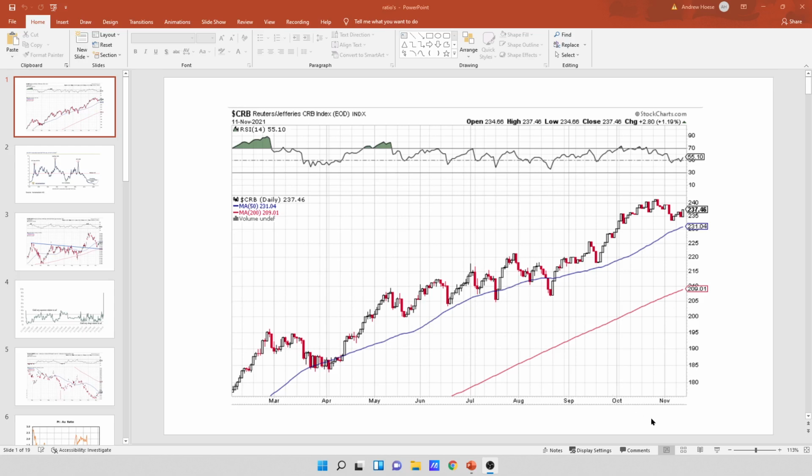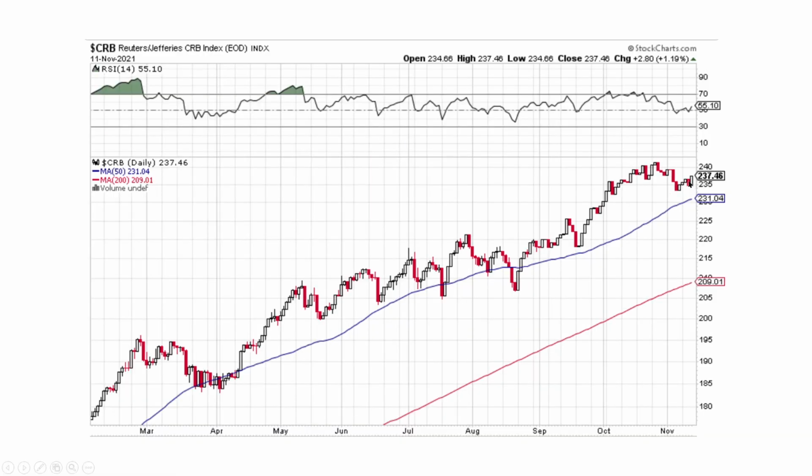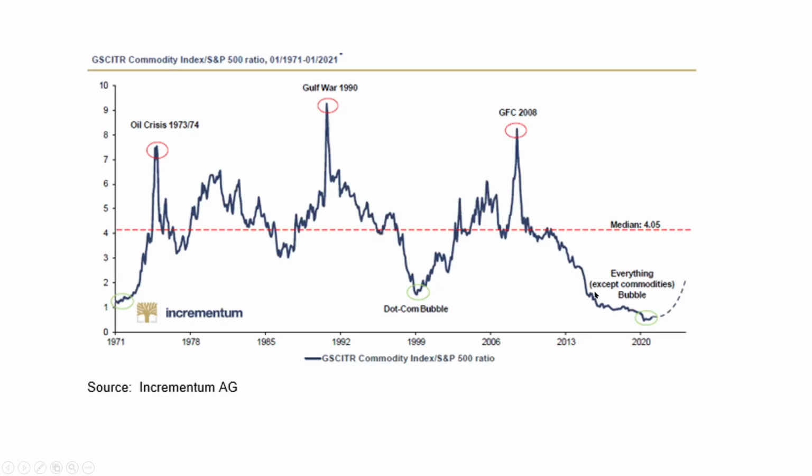I just started with the CRB Index to get the blood flowing. We've got a nice bullish engulfing, which means we're probably going to continue to head higher in the CRB Index. This thing's on a very strong uptrend above its 50-day moving average. This is the 200-day in the red, 50-day in the blue. We've hit the 50-day a few times, and it just keeps going. Looks absolutely fantastic.